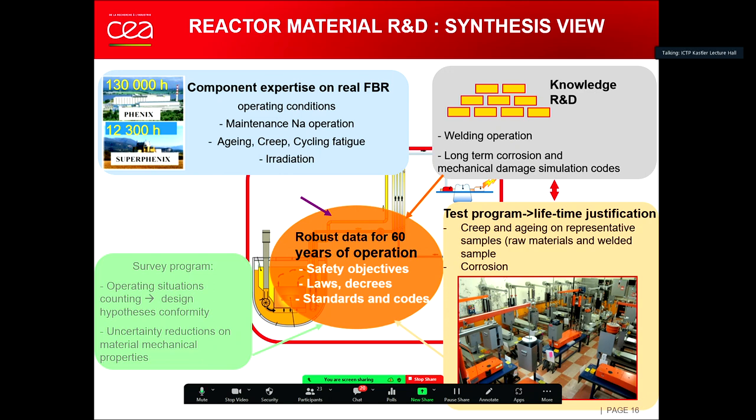Superphoenix is lower, of course, because for some components the operation duration was not so long, but in steady state conditions. So we can analyze. When you analyze the samples, you also need to know exactly what were the environmental conditions. It means temperature, transients, sometimes effect of some operations like cleaning, aging effect, creep, cycling fatigue, irradiation, of course, sometimes. So we have knowledge, R&D data, but it's necessary to have robust data. If you want to extrapolate to 60 years, it's necessary to have more data.